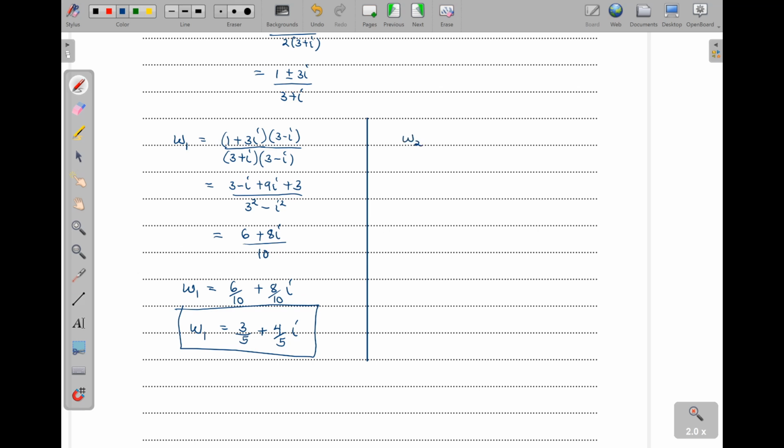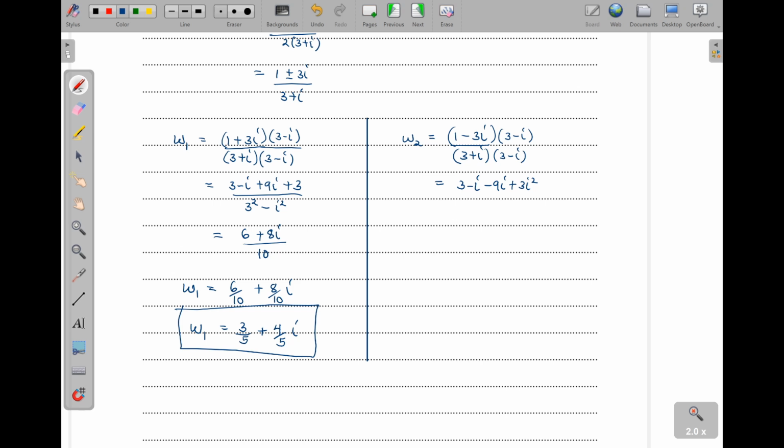So W2 is going to be equal to 1 minus 3i out of 3 plus i. The same thing we did, we are going to multiply this with the conjugate 3 minus i, also down here 3 minus i. Then we open the brackets, we shall have 3 here, then minus i, then this one also multiplies with everything there. We shall have minus 9i, then we shall have plus 3i squared.